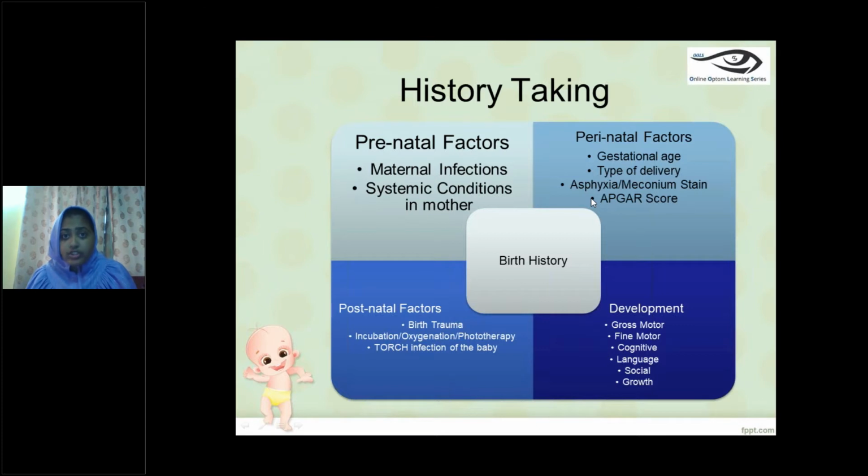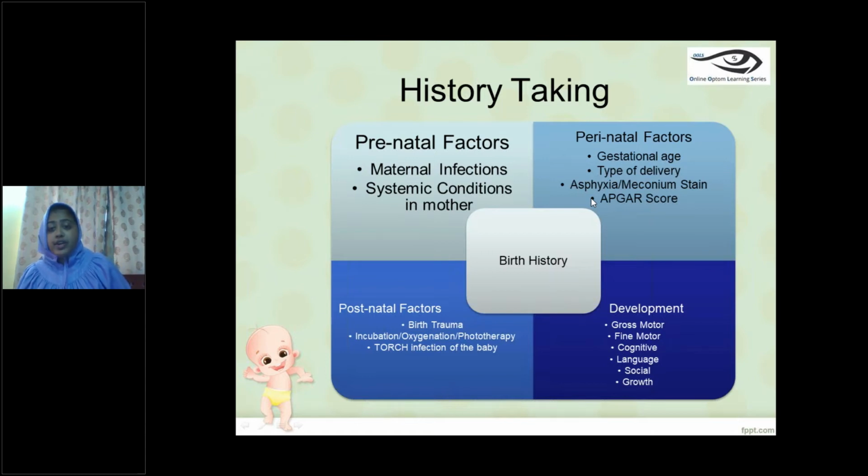We all know what the TORCH is: toxoplasmosis, other, rubella, cytomegalovirus, and the herpes virus. So we have to ask specifically about these TORCH infections, whether the mother had any infections during the pregnancy, because they can be transferred to the baby. And we have to mention if the mother had any medications for this infection. Next, we have to ask the mother if she had any gestational diabetes, gestational hypertension, or gestational thyroid, and we have to mention in which month she got it and what medication she took.